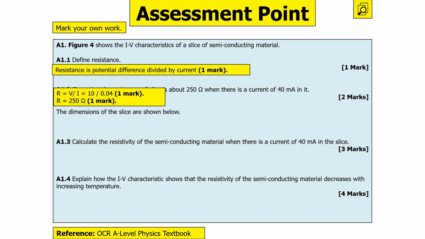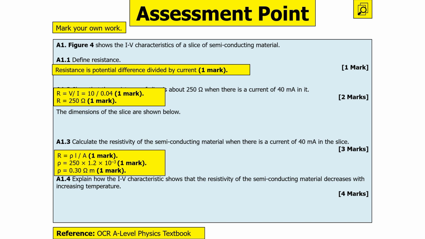In the next question, work out the resistivity. Well, we know resistance is equal to rho L over A, so rho is equal to RA over L. Pop in all the values, work it through, and you get 0.30 ohm meters.